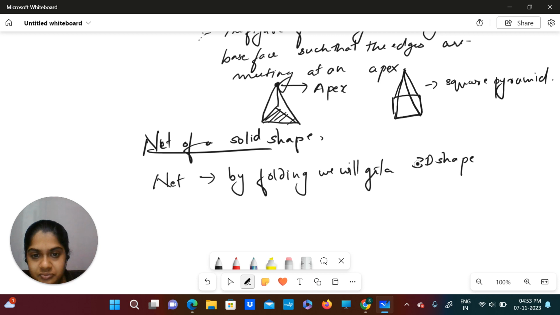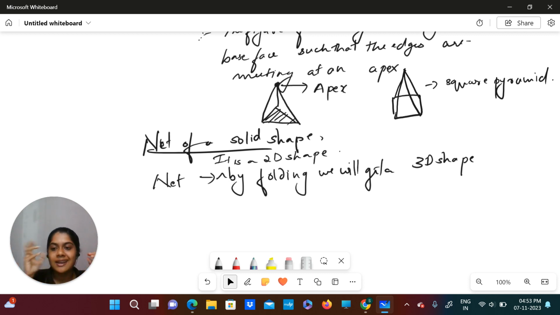So a net is actually a 2D shape. I can add here, it is a 2D shape. By folding we will get a 3D shape. Or you can say a net is a figure obtained by suitably separating the edges of a 3D shape. For example, this is my cube.